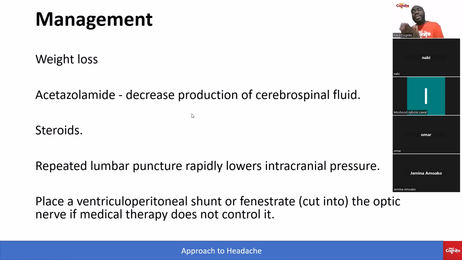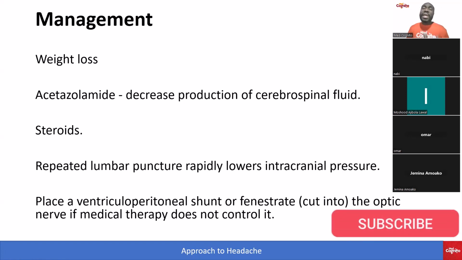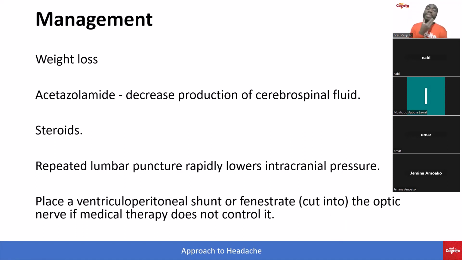How are you going to manage a patient with pseudotumor cerebri? Weight loss, acetazolamide so that it can decrease the production of the CSF. Steroids, okay? And a repeated lumbar puncture rapidly lowers intracranial pressure. So you want to, at times, repeat the lumbar puncture so that the pressure in the brain will go down. And you can place a ventriculoperitoneal shunt into the area so that it can help to drain the whole thing.